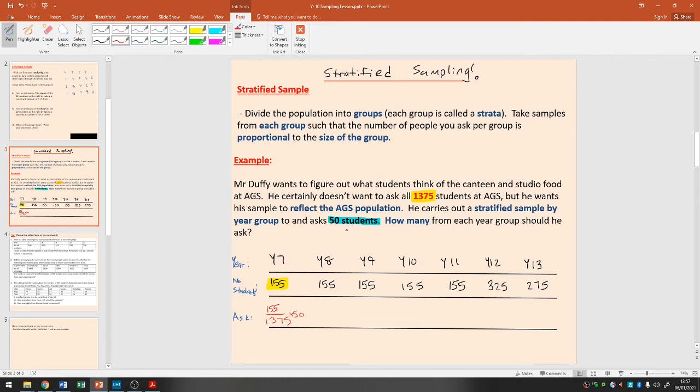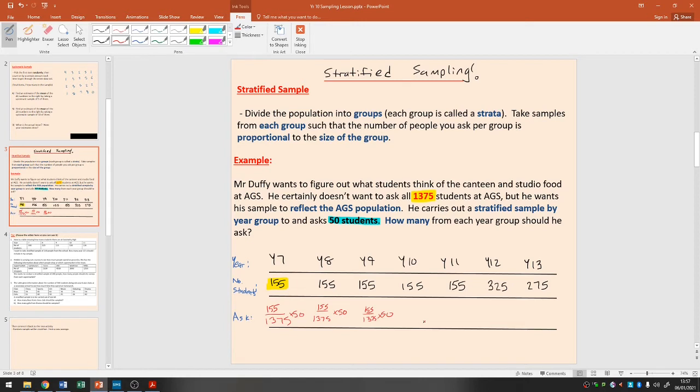You'd ask 25 of them because that's the same as half. Cool beans? So that's the calculation there. What's the calculation for year 8s? Well, same deal again. 155 out of 1375, and you go times 50 because that's how many we're asking. 155 out of 1375 times 50, and so on. And that's what you're going to do to get it all worked out.